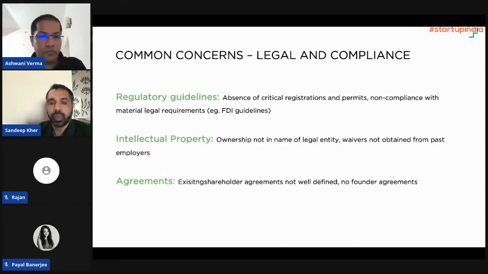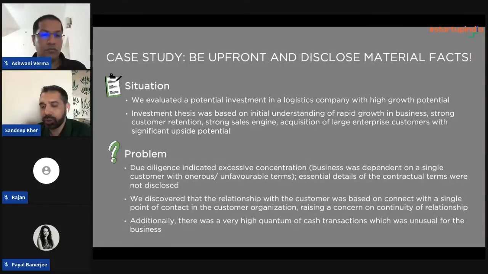Thanks, Ashwini. I probably wanted to use this opportunity to illustrate to you guys how in some situations things have not panned out as they should have been, and this is an example of a potential investment that we were looking at in a logistics company. The company was at an initial stage, and we were made to believe that it was growing at a rapid pace. It had strong customer retention and a very strong sales engine. They were acquiring customers, and this was the next good thing to happen in the logistics space.